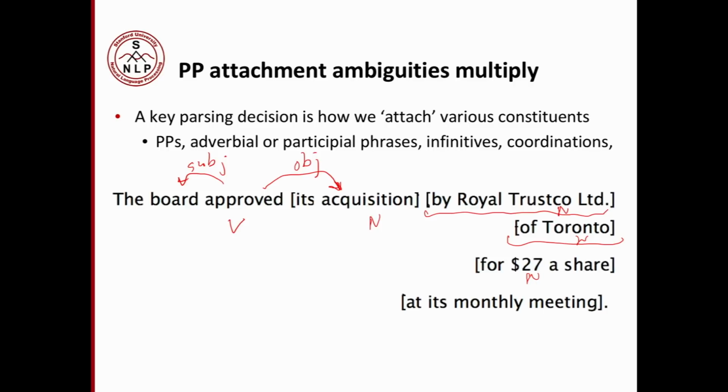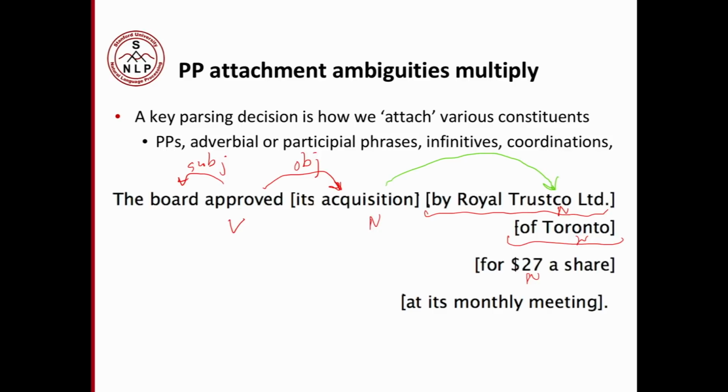Okay, so let's see if we can work it out. So by Royal Trust Co. Limited, what's that modifying? Right, it's the acquisition. So it's not the board approved by Royal Trust Co Limited, it's an acquisition by Royal Trust Co Limited. Okay, so this one is a dependent of the acquisition.